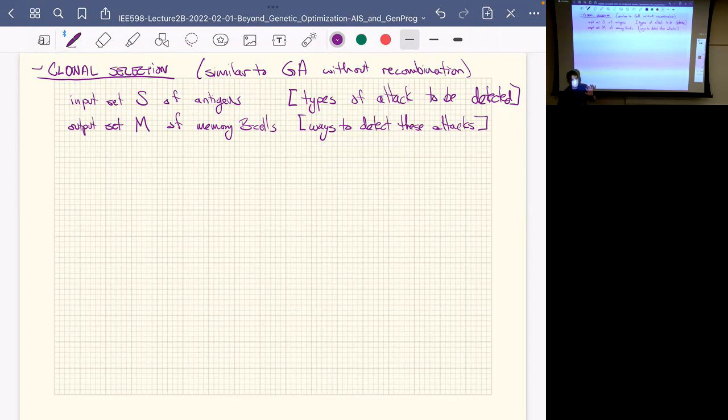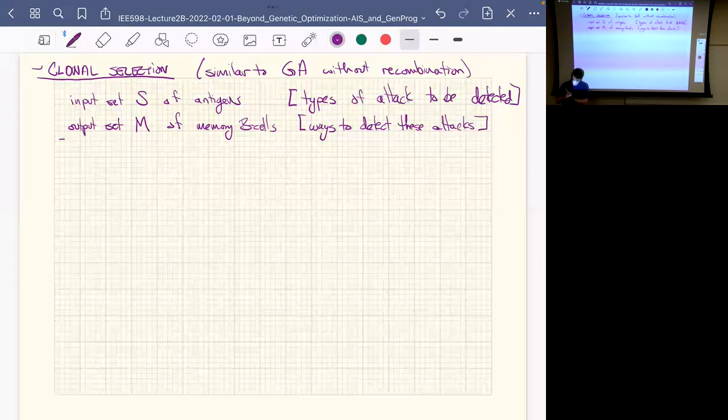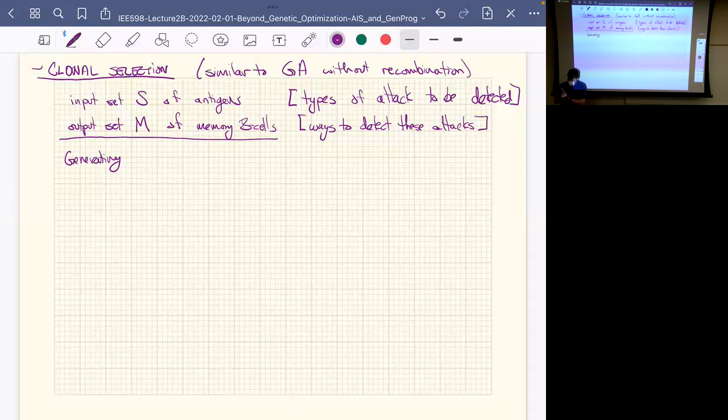So we have a sample of the types of attacks, and we need ways to detect those attacks. So how do we do that? The algorithm is going to start by generating a random set of B cells. And so these are random detection mechanisms here.